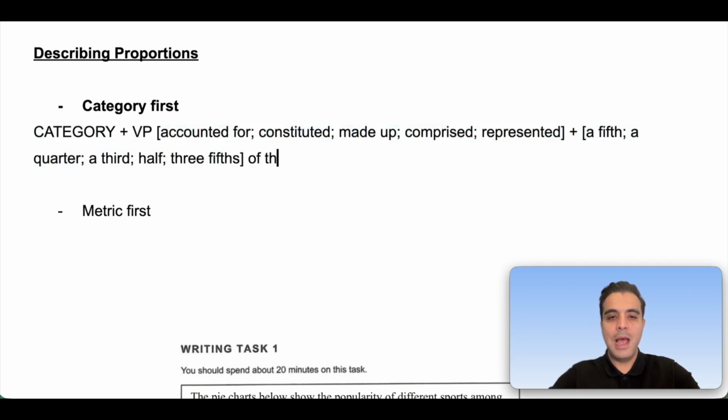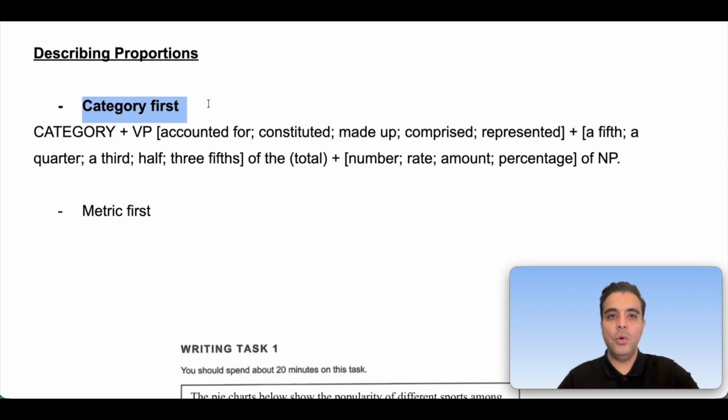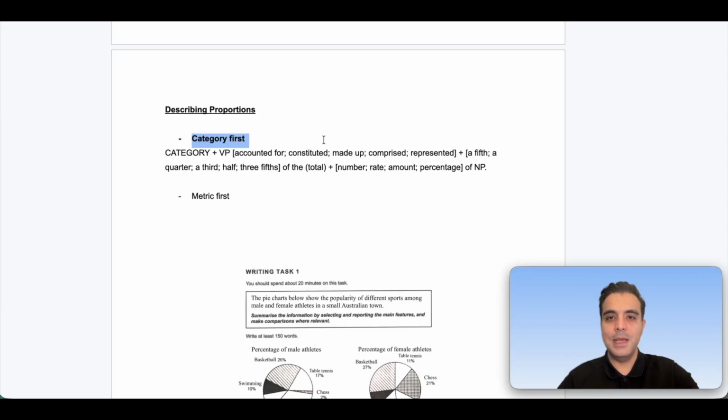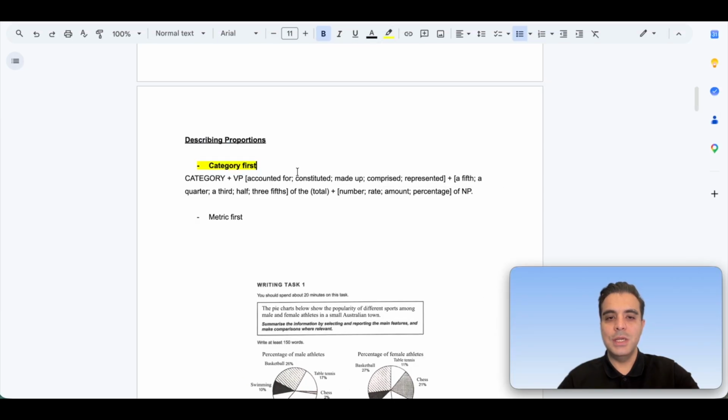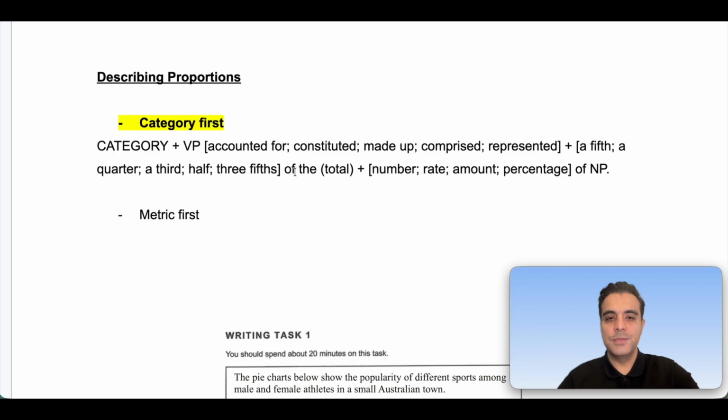So far we have category, one of these verbs, followed by a fraction of some kind. Then we're going to add of the total. Now you could emphasize the fact that this is a percentage of the total. And finally you add number, rate, amount, or percentage of employees. Okay, so this is the category first structure that we're using. And I'm going to highlight this in yellow, just like we did for the previous structures.